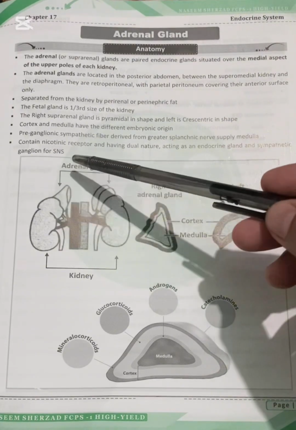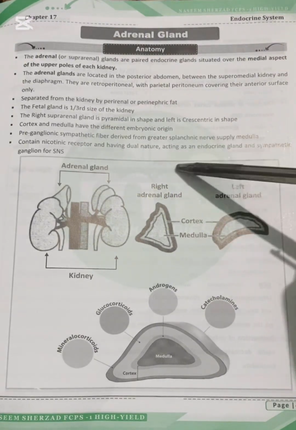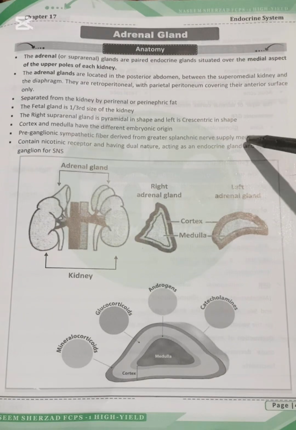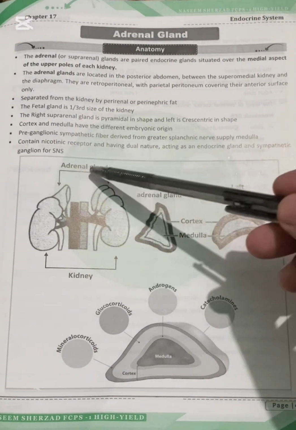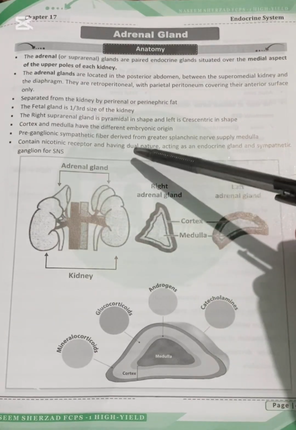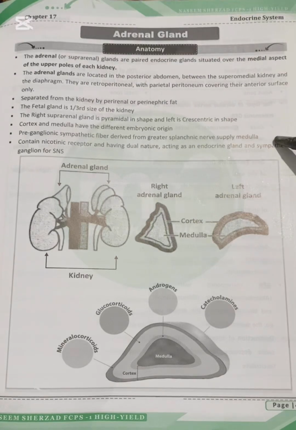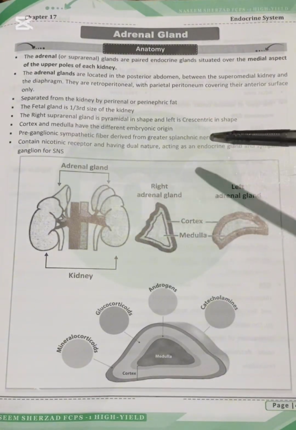Number second, there are preganglionic sympathetic fibers derived from the greater splanchnic nerves, and that is supplying the medulla, not the cortex. This is important. That's why when we are talking about the medulla, we are talking about the catecholamines. We will go into detail on the next page. It contains nicotinic receptors and has a dual nature: it acts as an endocrine gland, and it also receives a sympathetic ganglion for the sympathetic nervous system.